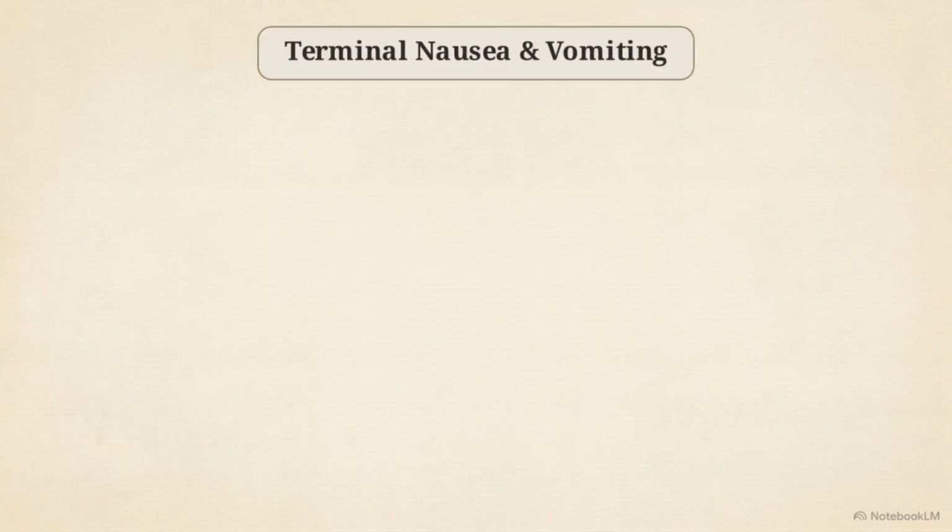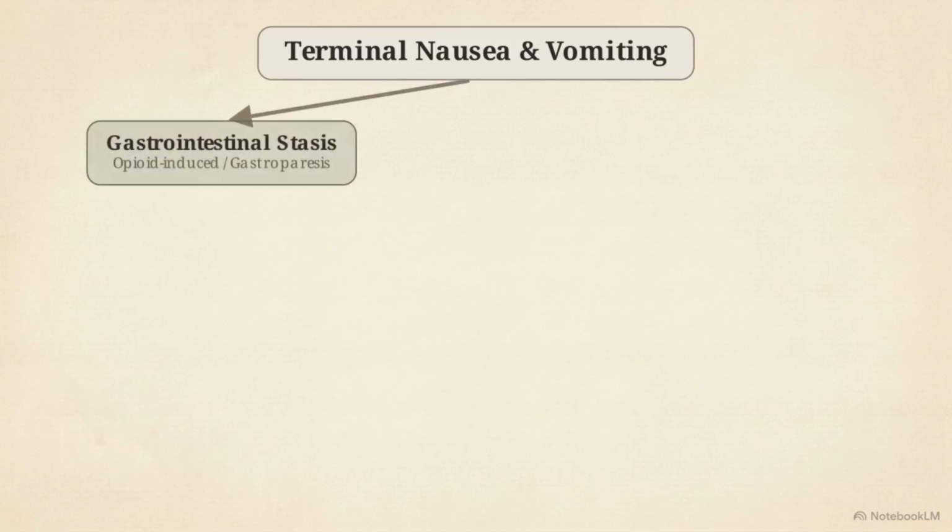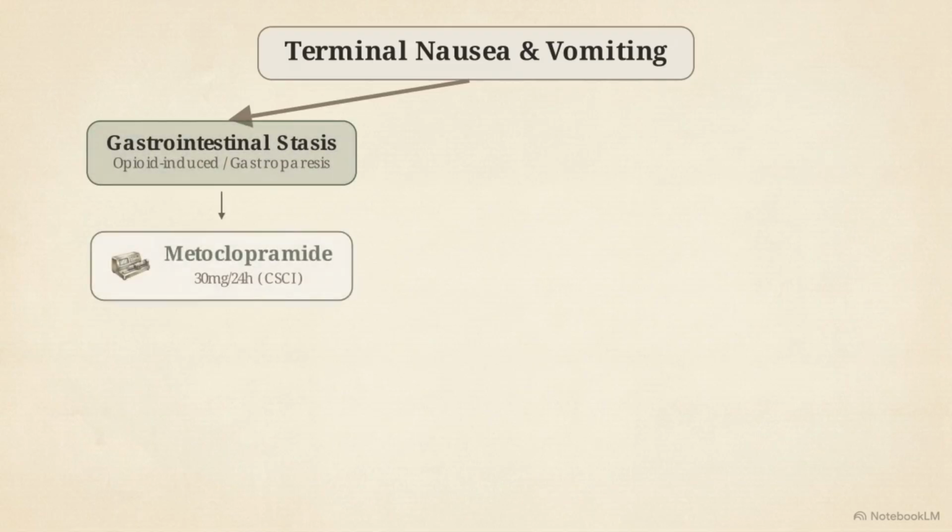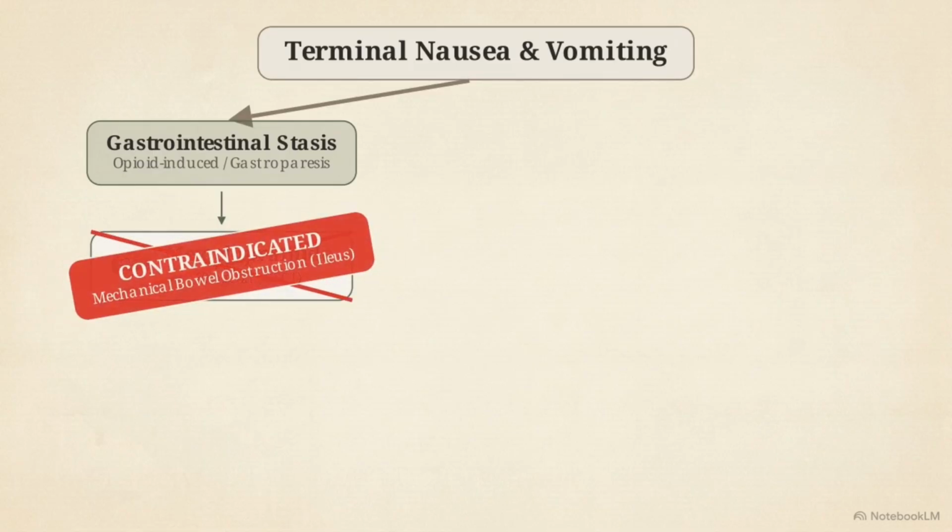Look at this dual-branch logic tree for terminal nausea and vomiting. It requires the clinician to diagnose the underlying pathway before selecting a medication. If we follow the left branch, the trigger is opioid-induced stasis or gastroparesis. The target here is gastrointestinal motility. The first-line intervention is initiating a continuous subcutaneous infusion of metoclopramide to stimulate gut movement.